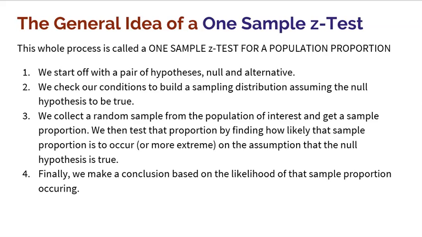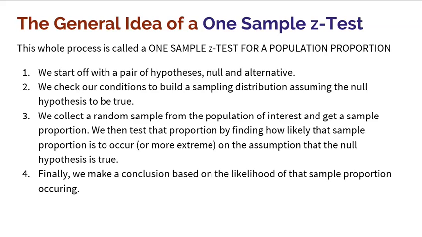Then we have to check our conditions to build a sampling distribution. Because remember, in order for our sample to be truly understood, we need to compare it to all samples. So we have to build a sampling distribution assuming that the null hypothesis is true. We'll talk a lot more about that in a moment because we are going to cover step 2 in this video. The third step is what we're going to cover in the next topic.